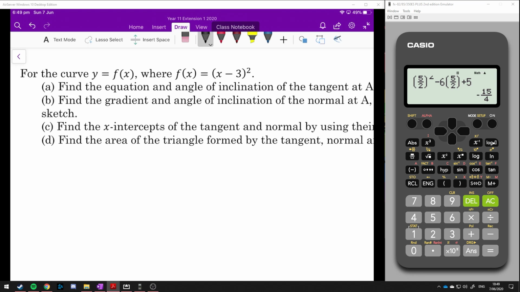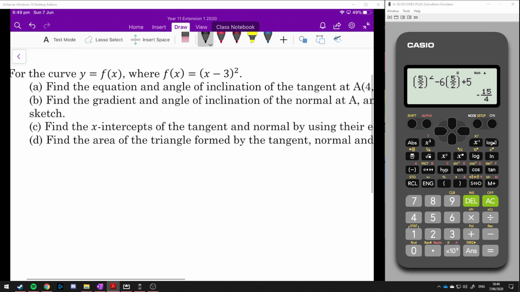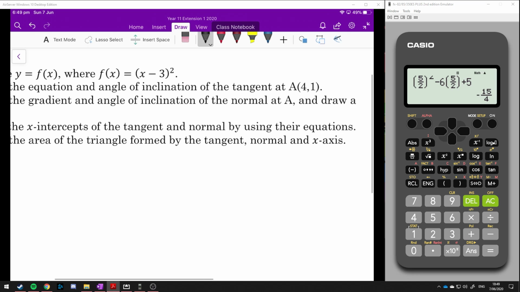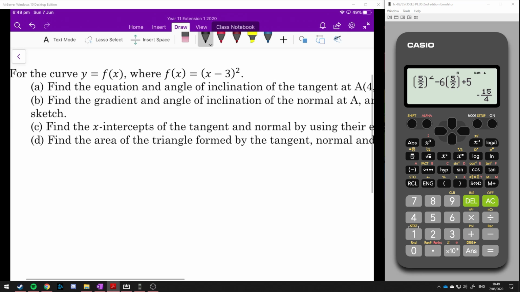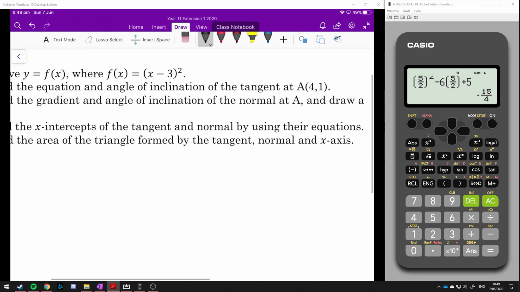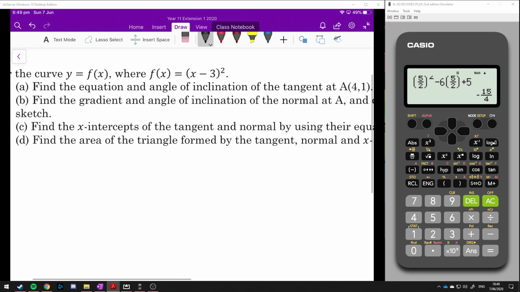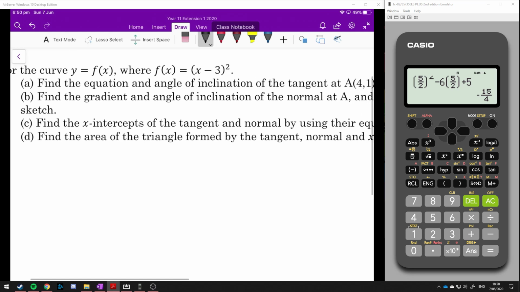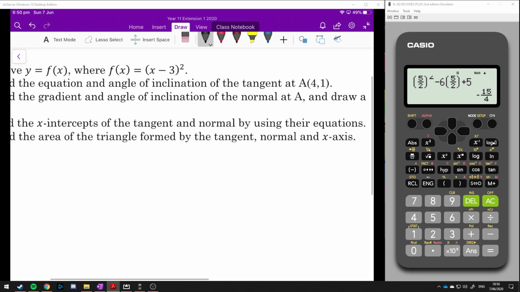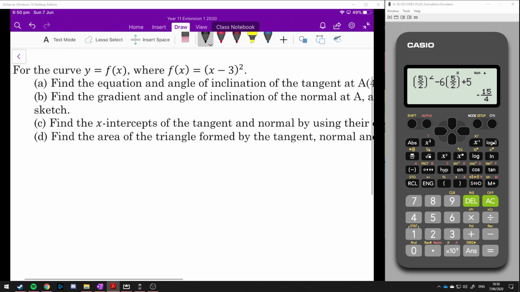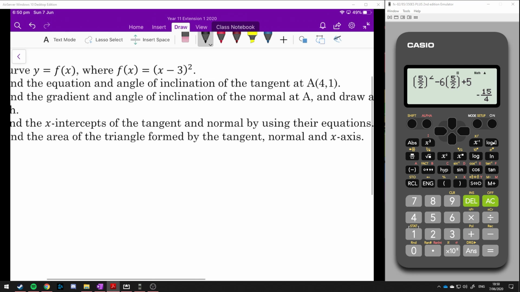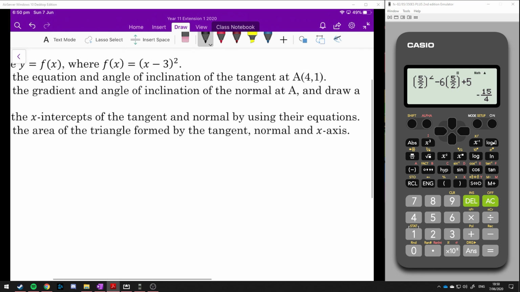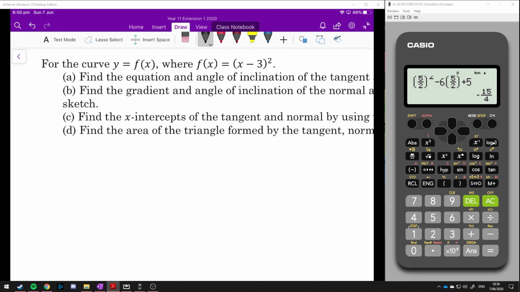So we've got the curve y is equal to f of x, where f of x is equal to x minus 3 all squared. What we're going to do is find the equation and angle of inclination of the tangent at 4,1. Find the gradient and angle of inclination of the normal at A and draw a sketch. And find the x-intercepts of the tangent and normal by using their equations, and find the area of the triangle formed by the tangent, normal, and x-axis. So quite a bit to unpack, but let's just start with part A.